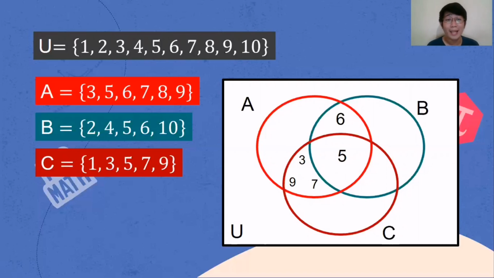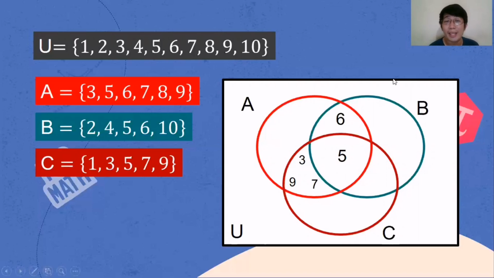Do they have the common element? Ibig sabihin, walang common element si B and C. Therefore, there's no answer with that. Okay? I hope you understood. Therefore, we will not be putting anything on this part because there's no common element of B and C. That is null set.